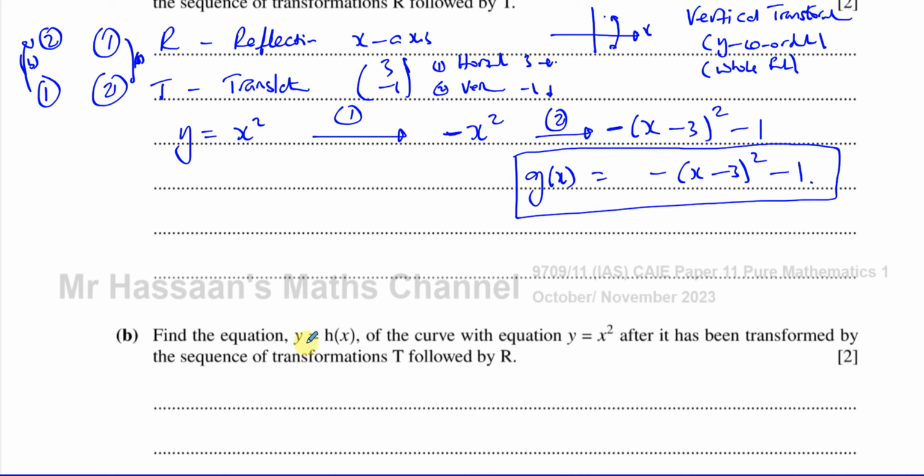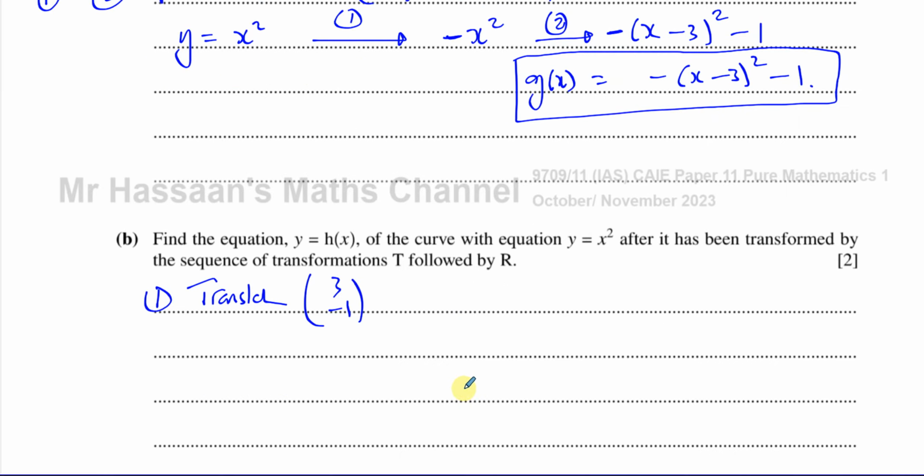Okay, so first of all, you got to do the translation. 3, minus 1. So we start off in the same way. We've got y equals x squared. Let me just make space for the other one first. So we got y equals x squared. That becomes, so same thing, you have x minus 3 squared minus 1. Okay, so exactly the same thing that we did there.